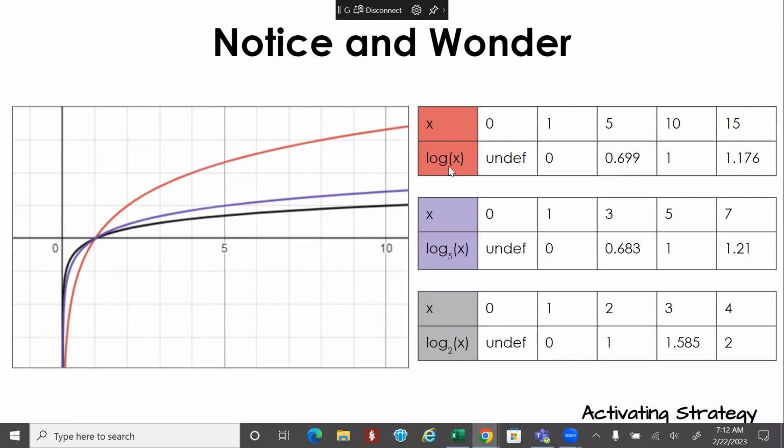Look at the equations really quick. We've got log of base 10, log of base 5, and log of base 2. Look at how the graphs are shaped. Can you make any conclusion? So log of base 10 is the red, log of base 5 is the purple, and log of base 2 is the gray. Can you see anything?